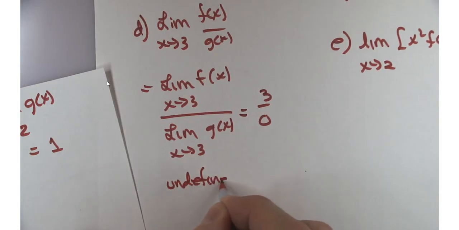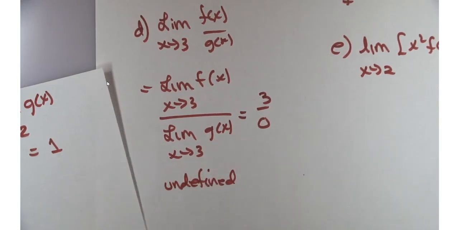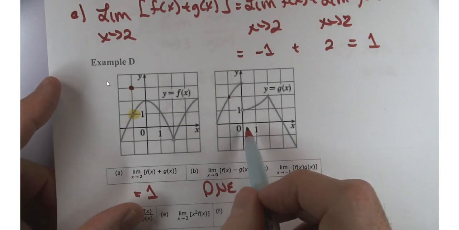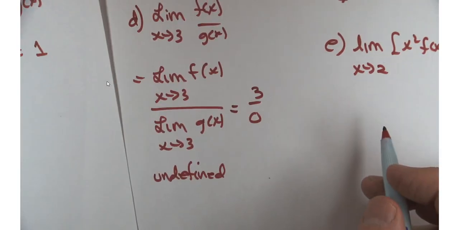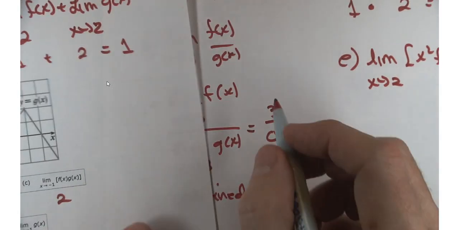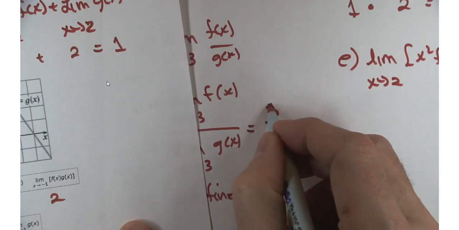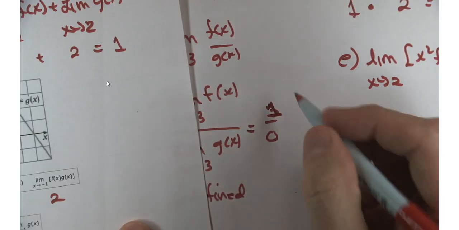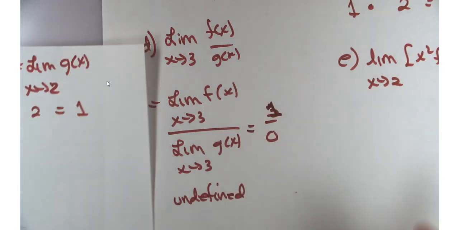Undefined. Isn't it? 1 divided by 0. Or my bad, 1 divided by 0. Yeah, 1 divided by 0. But it's still a problem either way, right? It's undefined, so that's kind of a bummer.